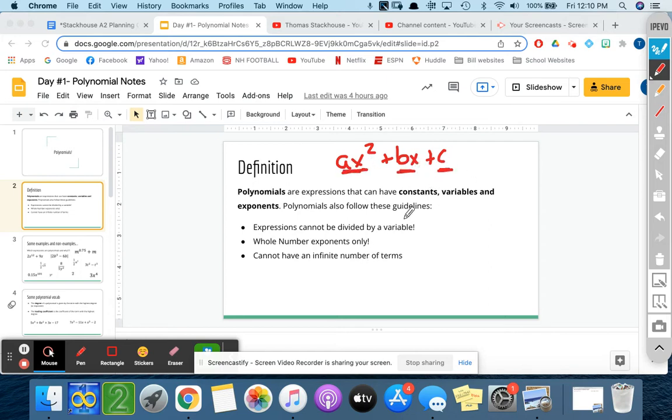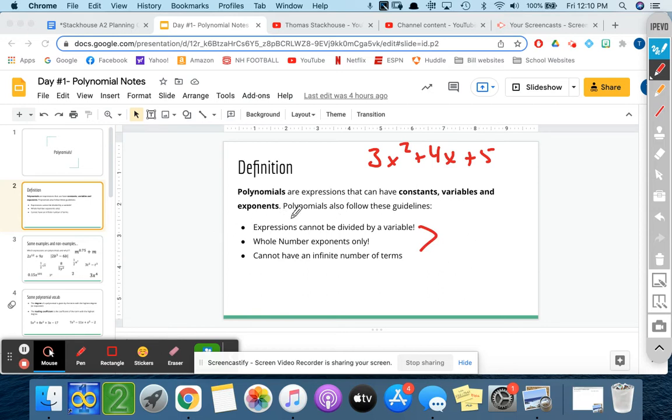Polynomials are made up of numbers, letters, and exponents. If I give a math example, 3x squared plus 4x plus 5, that's a polynomial, which is technically called a quadratic because of the exponent. And all polynomials, whether it's a list of 3 things, a list of 10 things, whatever, they all have to follow these same 3 rules.